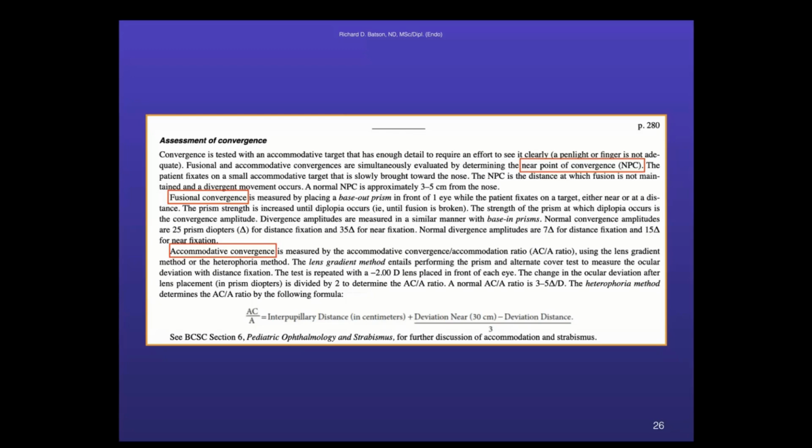But for our purposes, we're just looking to see if they used ACA ratio, which again is accommodative convergence accommodation ratio. If they use that to define convergence insufficiency, yes or no. And if so, a normal ACA ratio here is 3 to 5. The bottom line is, let's flag papers that are using accommodative convergence accommodation ratio and just highlight that. And then we can come back and explore that a little bit more.